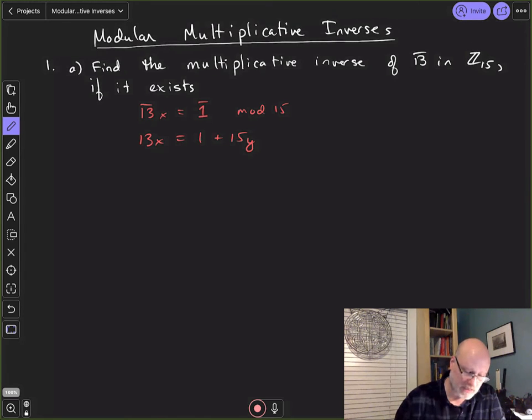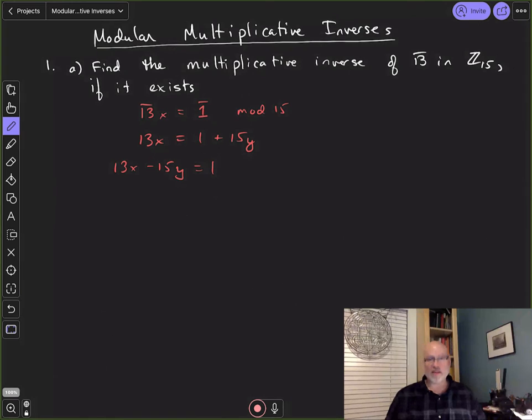In particular, if I look at this equation, I can subtract 15y, and I get 13x minus 15y equals 1. Since we know that x and y have to be integers, we've got a linear Diophantine equation here. We've done this before. We know how to solve this particular equation.